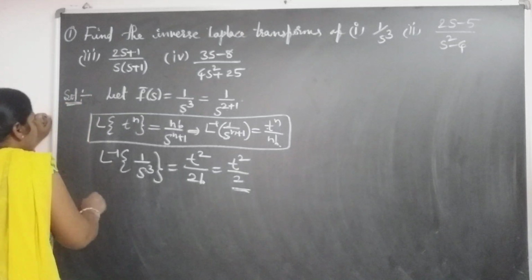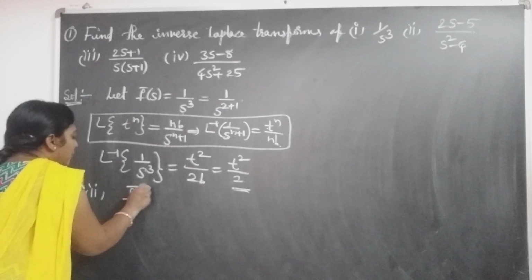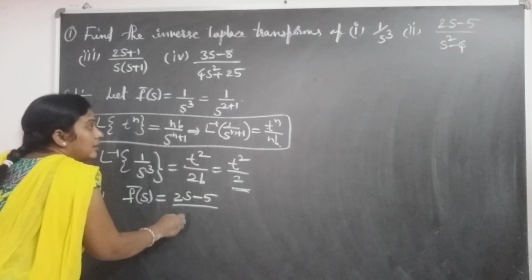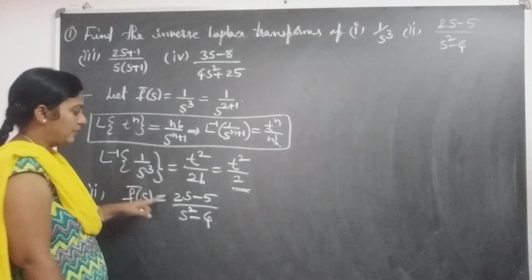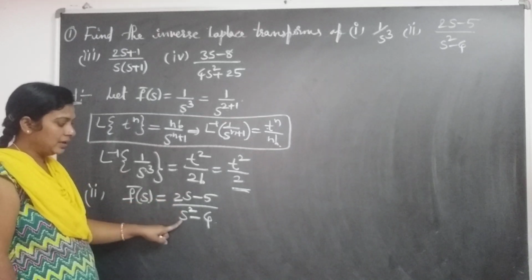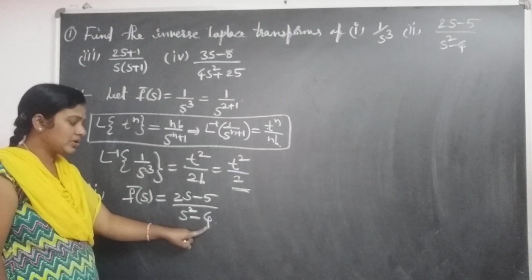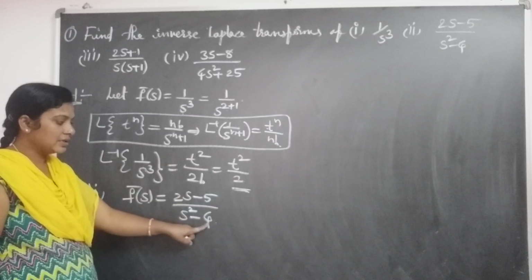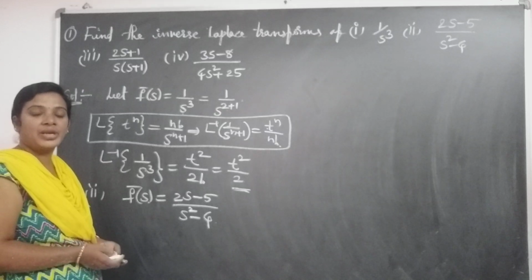The second one is f bar of s is equal to 2s minus 5 by s square minus 4. Just think over it. Here we write separately s by s square and the other term. Here 4 is a perfect square, it can be written as 2 square. Then 2 right outside, s by s square minus a square, that is the Laplace transform of cos h at.